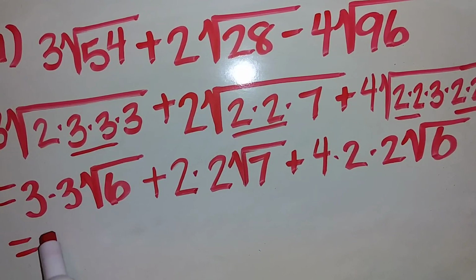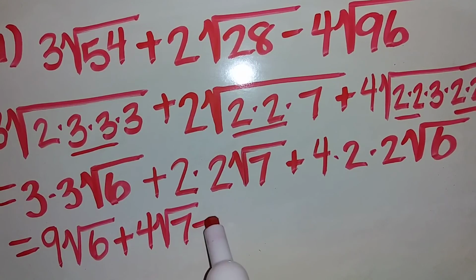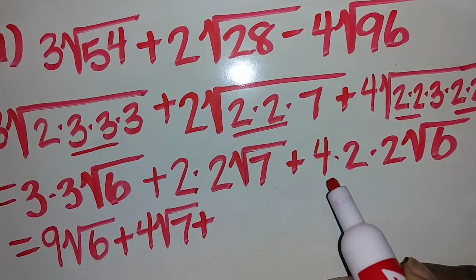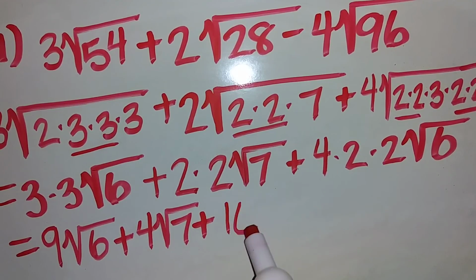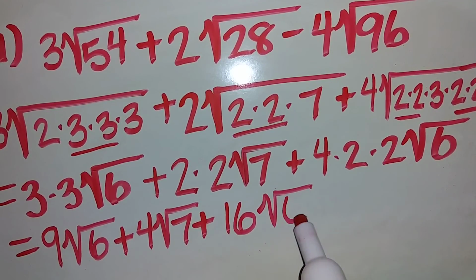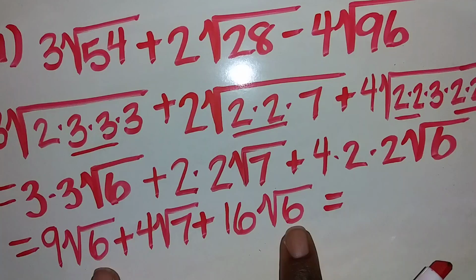3 times 3 is 9 times the square root of 6. 2 times 2 is 4 times the square root of 7. Plus 2 times 4 times 2 is 8, and 8 times 2 is 16 times the square root of 6. Okay, so I see 2 like terms because they both have a radicand of 6. So I can put together 9 plus 16. So let's write it the way the book has it.